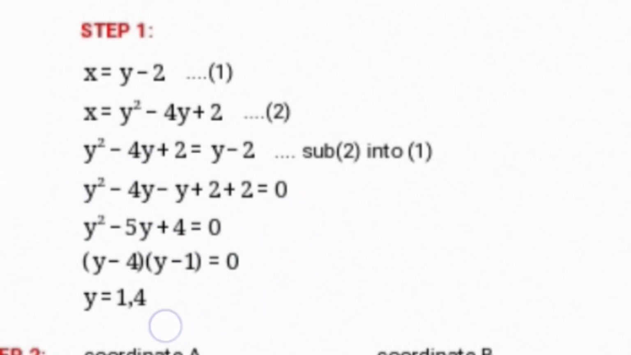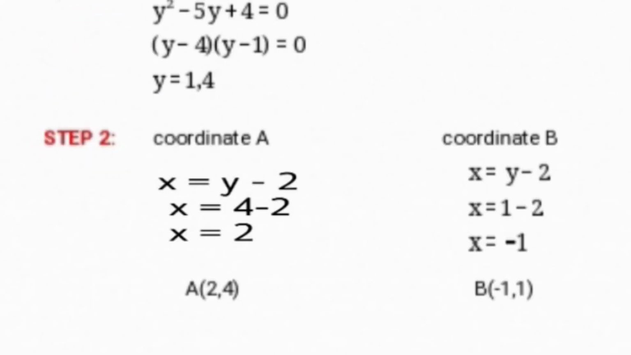And we get the value of y: 1 and 4, y equal to 1 and y equal to 4. After we get the value of y, we need to substitute into this equation to get the value of x. So in step 2, if y equal to 4, we get x equal to 2. And if y equal to 1, we get x equal to -1.